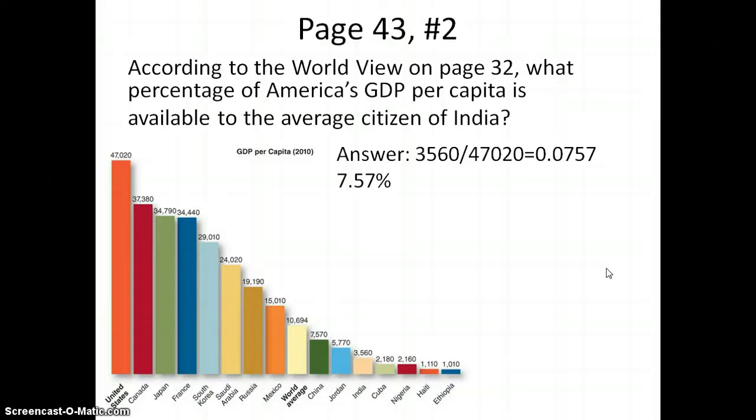Okay. So you just do that for all of them, putting whatever country you're comparing to America in the numerator, and then dividing by the American GDP of 47,000. Okay.